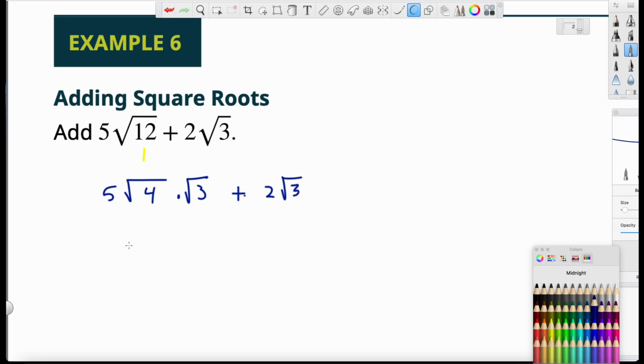Square root of 4 is 2. So I'll be completely explicit here. That 2 comes out there, and the 3 is still here. Okay, that 2 is right here now. Square root of 4 is 2. And this is all being multiplied. So that's going to be 10 root 3.